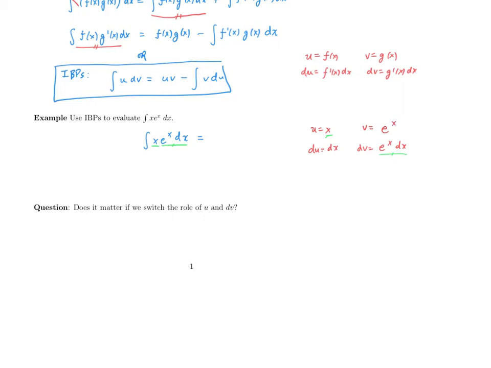And integration by parts tells us the following. It tells us u times v, which is x e to the x, minus v du. So minus the integral of e to the x. And immediately we are done.